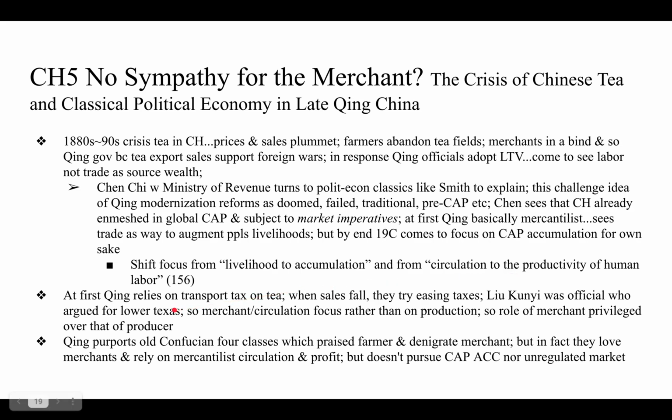So, as mentioned, the Qing dynasty relied on transport taxes on tea, and when sales fell, they tried easing taxes. Liu Kunyi was an official who argued for lower taxes.